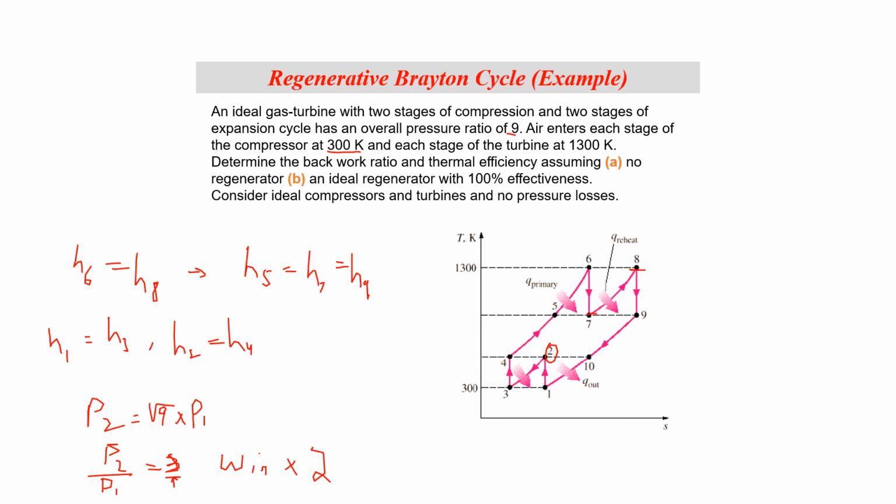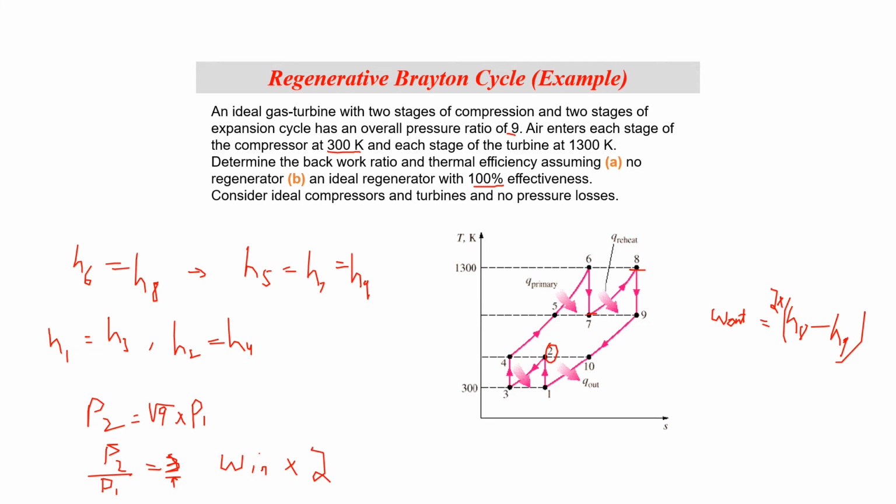Similarly, when you go W out, you can just again take the H8 minus H9 multiplied by 2. Okay. And the Qin, let's say, so it says the regenerator has an effectiveness of 100%.